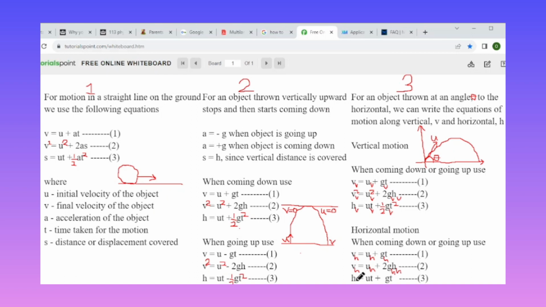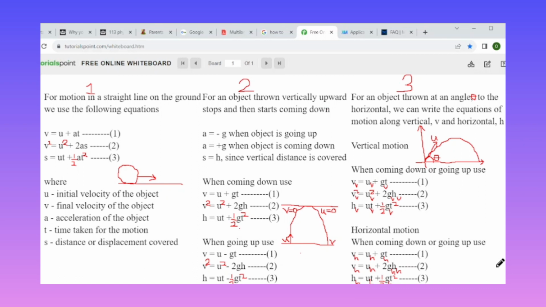Also, for our h horizontal, which is the horizontal distance covered, is equals to u horizontal t plus half g horizontal t squared.